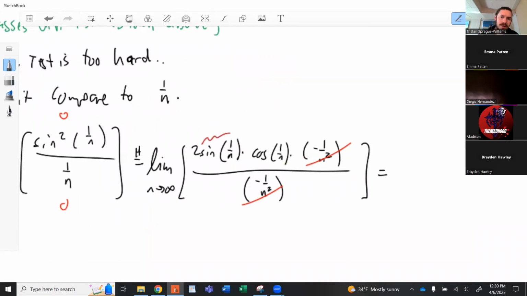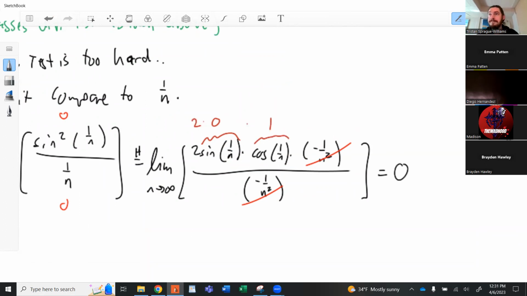Sine of 1 over n is approaching 0 because we have 1 over n, and as n goes to infinity, 1 over n is going to go to 0. We got sine of 0 is 0. Cosine of 0 is 1. We've got 2 times 0 times 1.